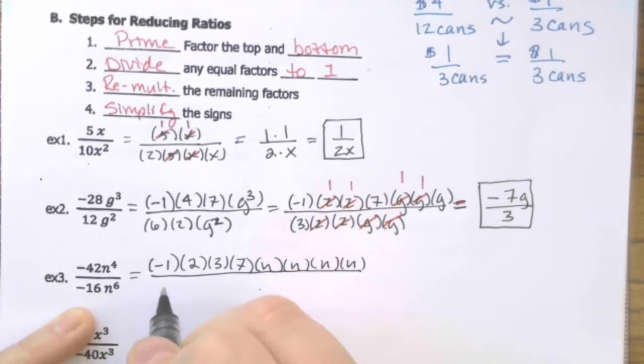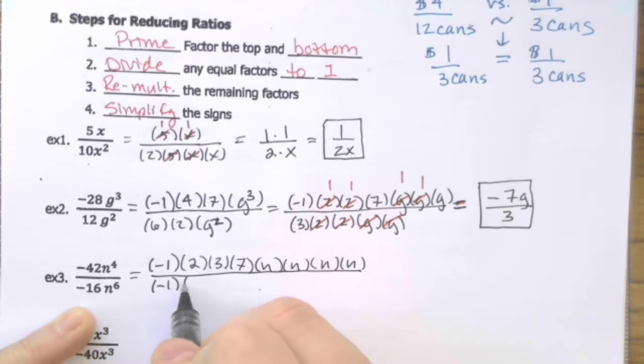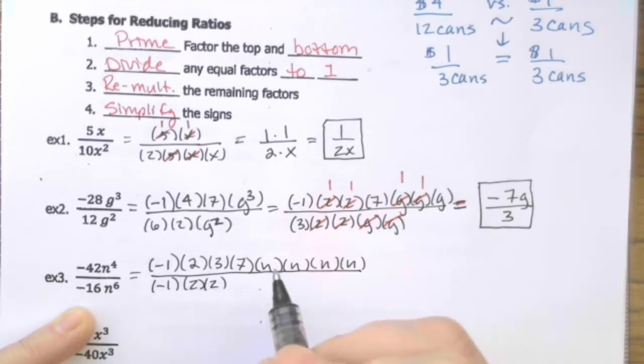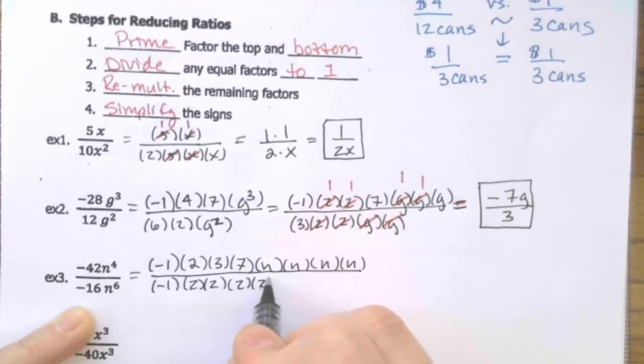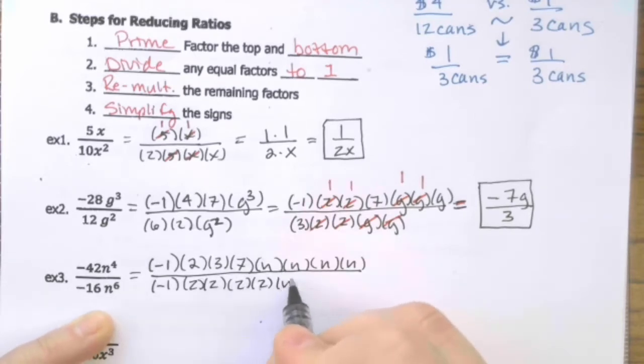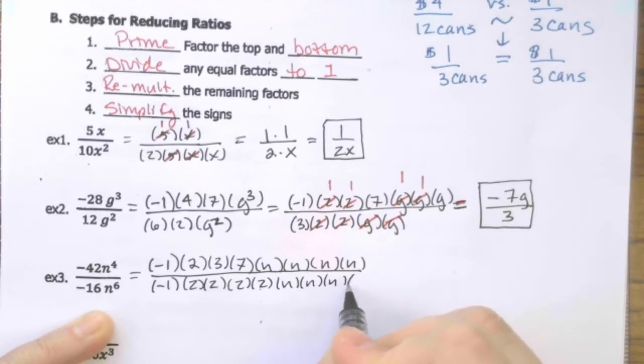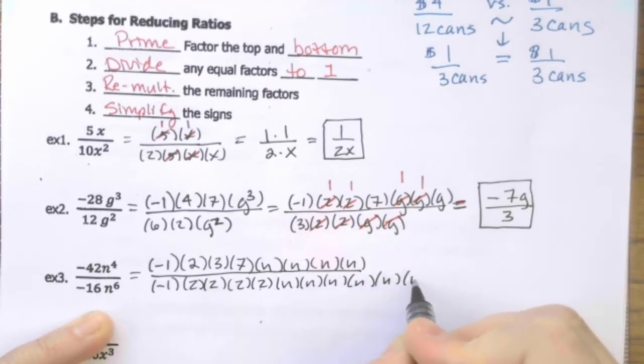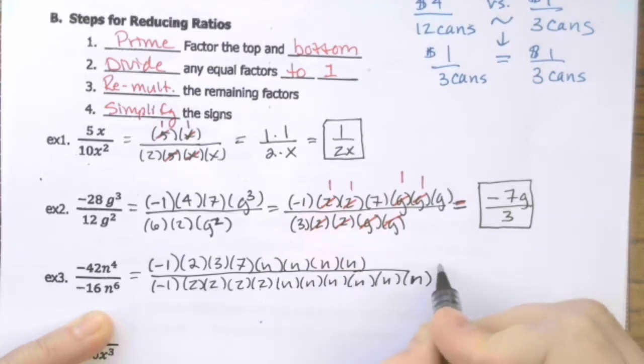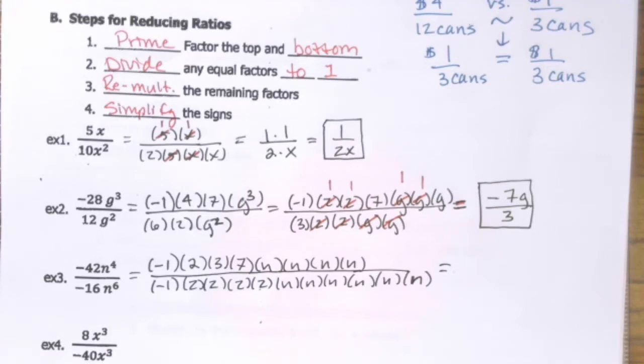On the bottom, I have a -1. 16 is 4 times 4, so 2, 2 for the first 4, 2, 2 for the second 4, and then I have 6 n's: 1, 2, 3, 4, 5, 6. That's prime factoring in one step. As long as you keep it tidy, it's a good way to do it.